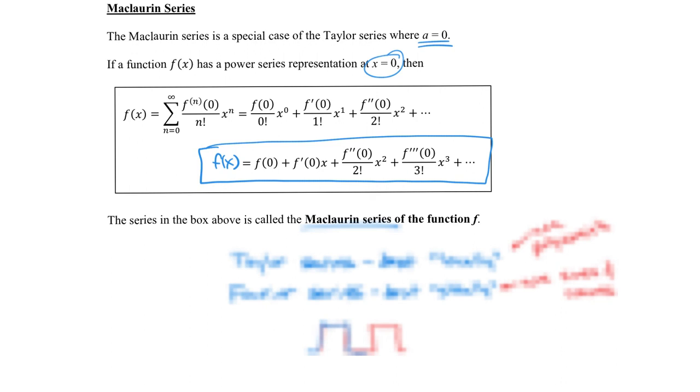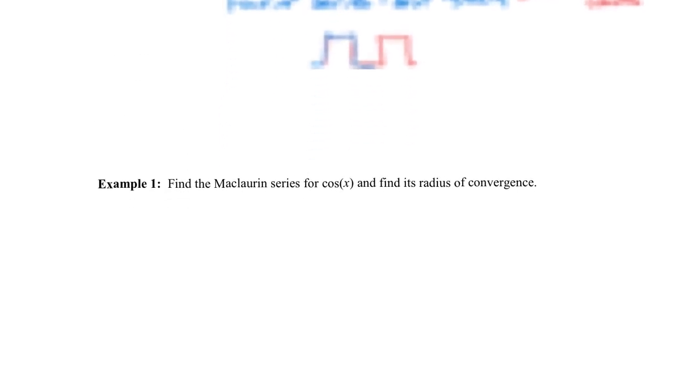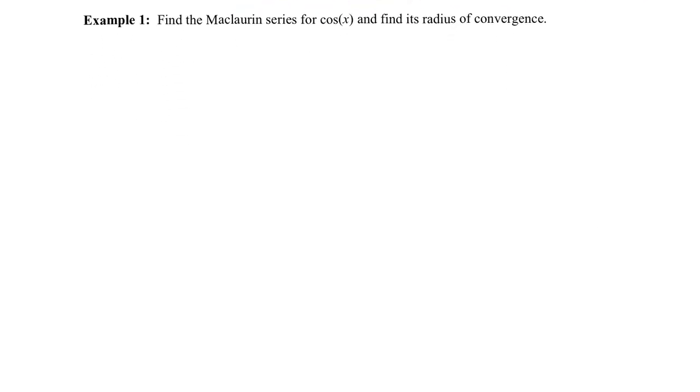But for us, we are now ready to find our first Maclaurin series, for cosine of x, and find its radius of convergence. When we do this one for cosine, we're going to do one for sine also. You'll notice that sine and cosine need a little bit more work than normal. To do this, we start off with f of x equals cosine of x.